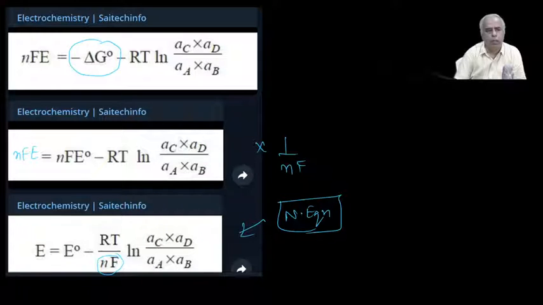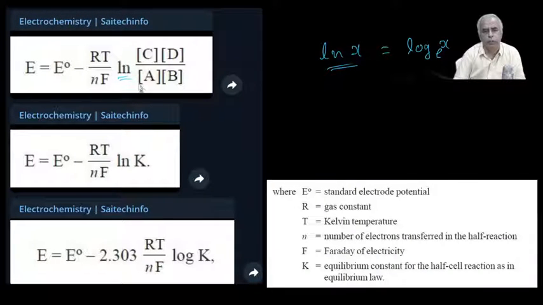And these are all the various formats of the Nernst equation. For instance, we have introduced clearly here E naught. And as I already mentioned, we have replaced the active mass by concentration of C, concentration of D divided by concentration of A into concentration of B.